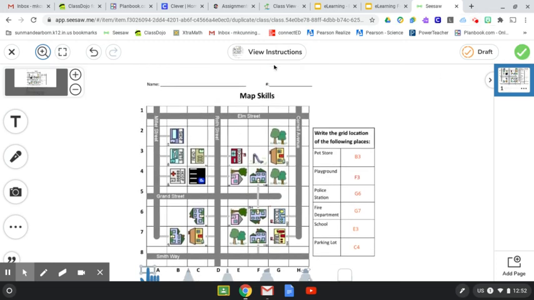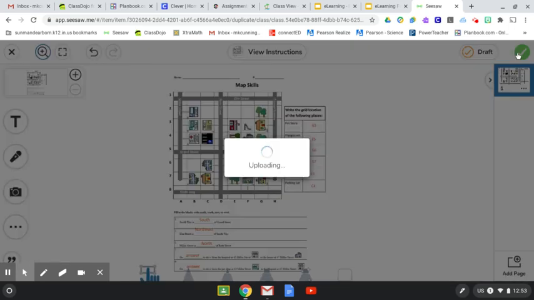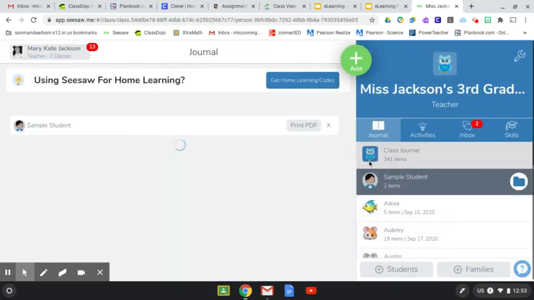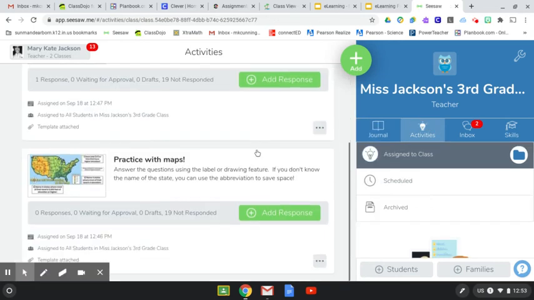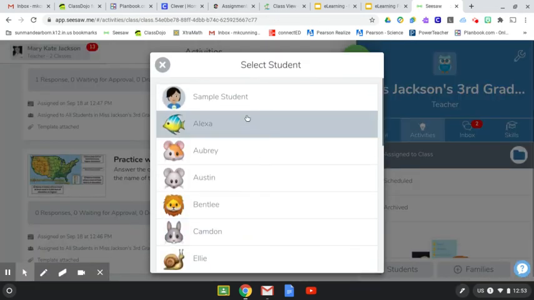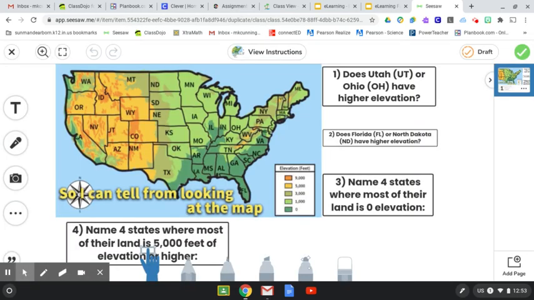So again, this is called a grid map. Okay. So you look at the different pictures and it tells you like F3, F2, different things like that. Okay. So let's check this one off. And then I want to show you guys another map. So let me go into activities here. And this is a different kind of map. So it's all about elevation and things like that.